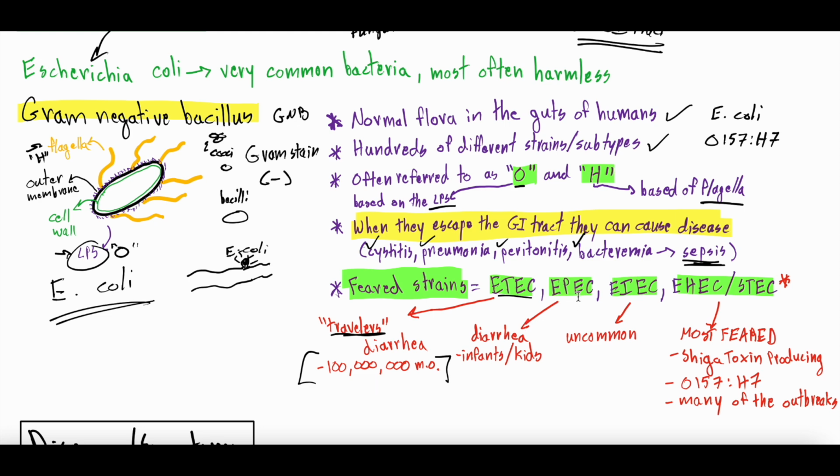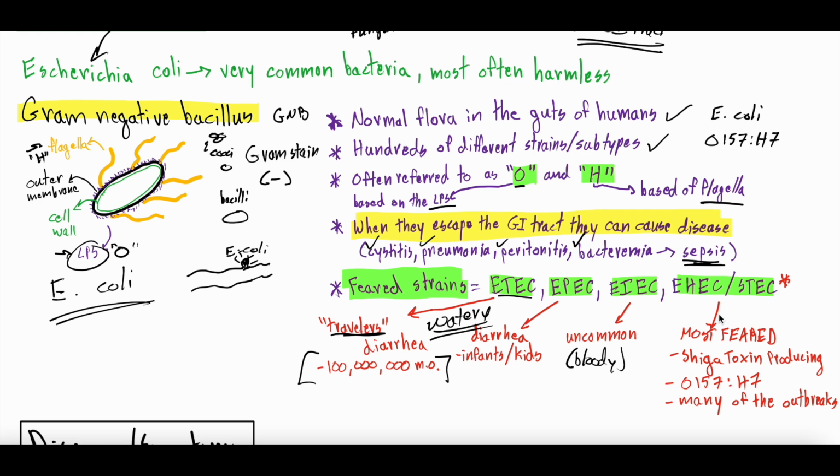EPEC, or enteropathogenic, also causes watery diarrhea, more often in infants and kids. Enteroinvasive E. coli, EIEC, is fairly uncommon. It can invade the intestinal walls, and this can sometimes cause bloody diarrhea, as compared to ETEC and EPEC, which are watery diarrhea. There isn't usually blood in it.